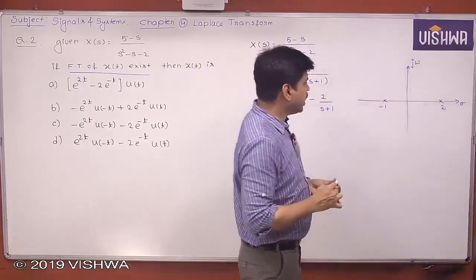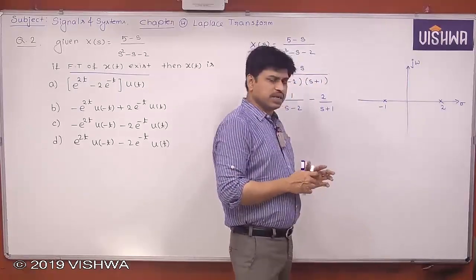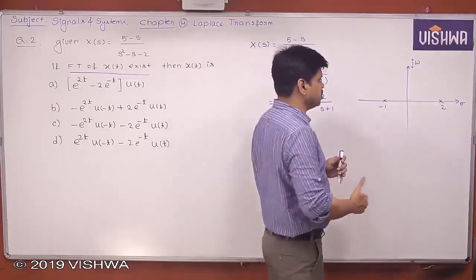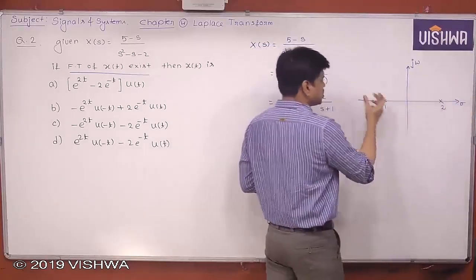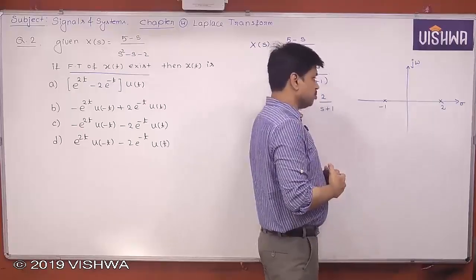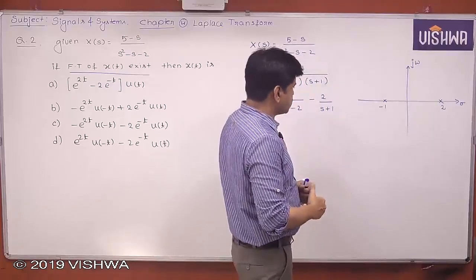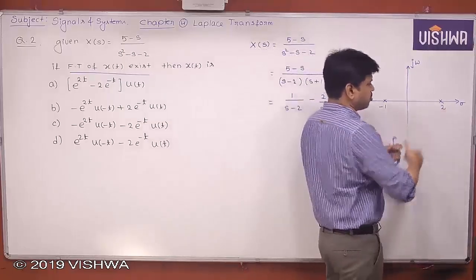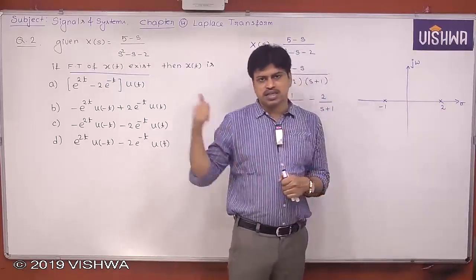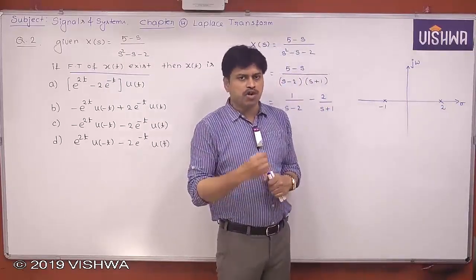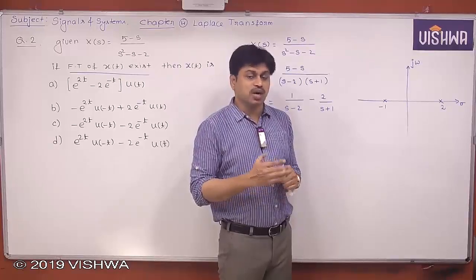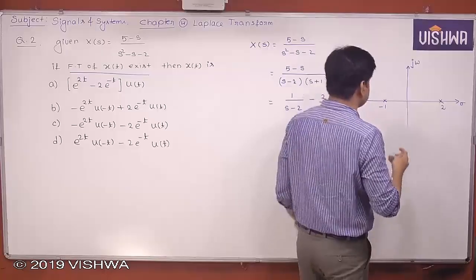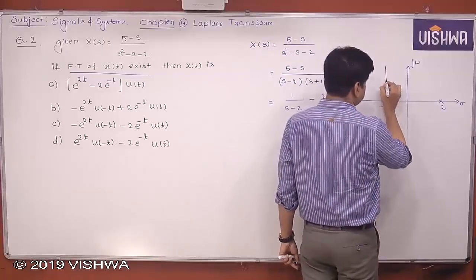Now we have two real poles. Then how many ROCs are possible? Three ROCs are possible: one on the right side, one on the left side, one in between. But out of these three ROCs, which ROC do we have to select? That is in between -1 and +2. Why? Because they said Fourier transform exists, which means ROC should contain the j omega axis. So we have to select the ROC in this manner.